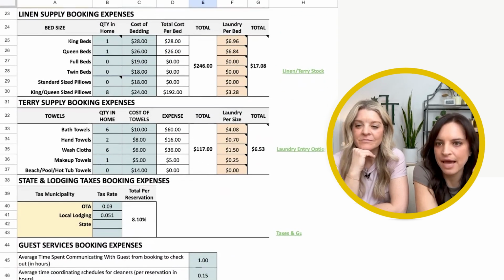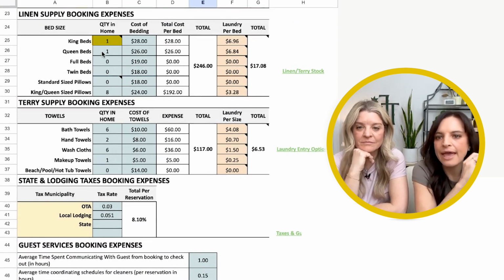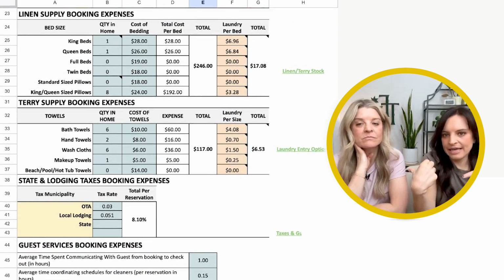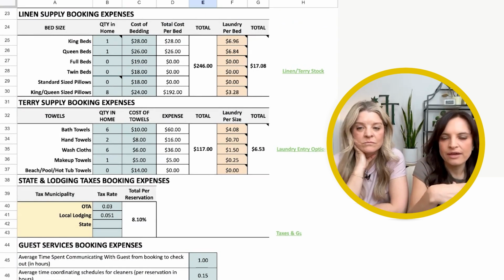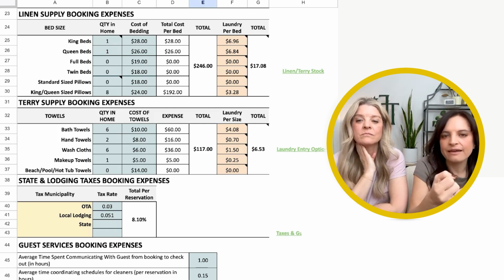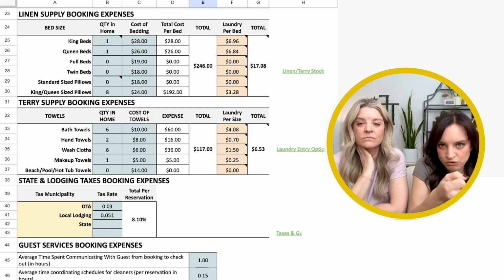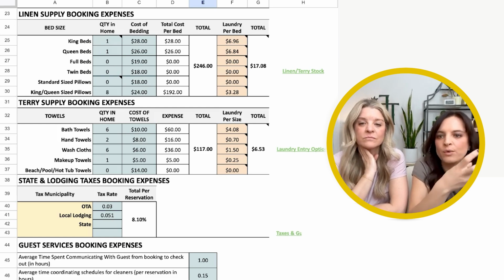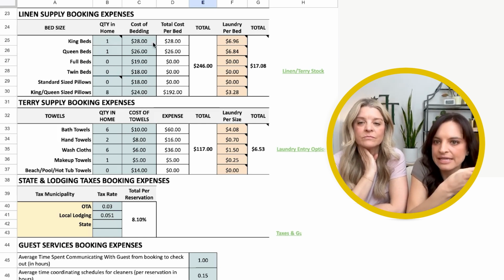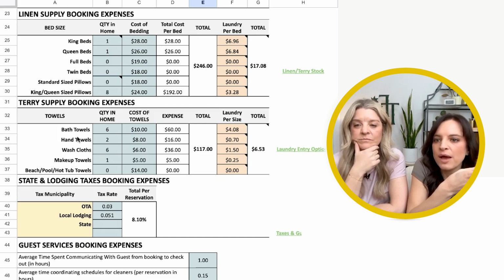Now the linen supply booking expenses. So we have one king bed and one queen bed. And our calculator, like Annette said, takes into account that a king bed has a fitted sheet, a flat sheet, a duvet, pillowcases. We've done that, the cost of the bedding in here. We also, here's our pillowcases here. And we also have the towels.